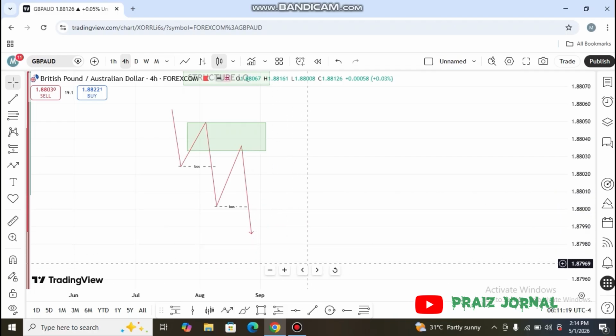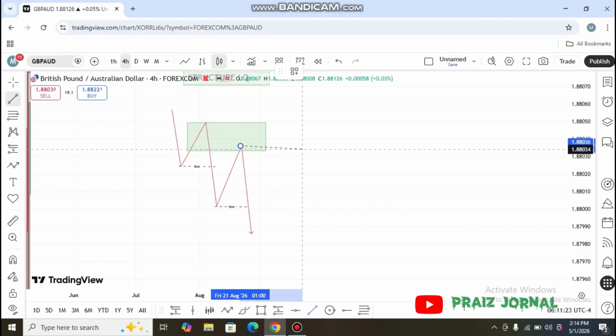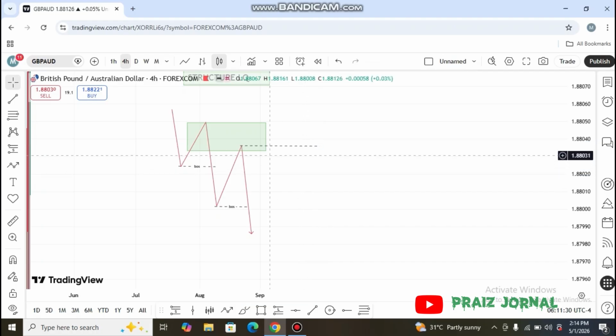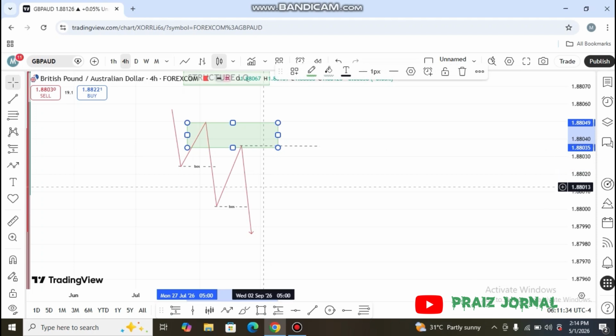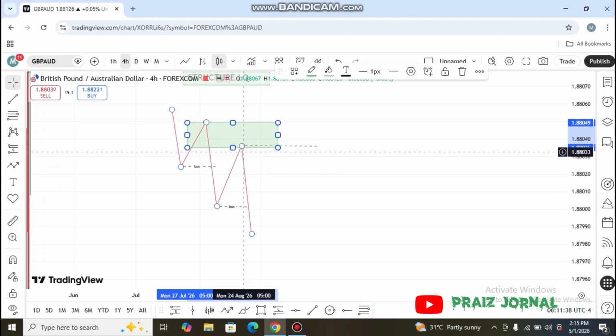Let me delete this. You see the amount of liquidity resting above this high? Why? Because this is what they teach us, like if you want to learn how to trade. This is the information that is available online, that this is liquidity. Sorry, this is lower high, lower low, lower high, lower low.